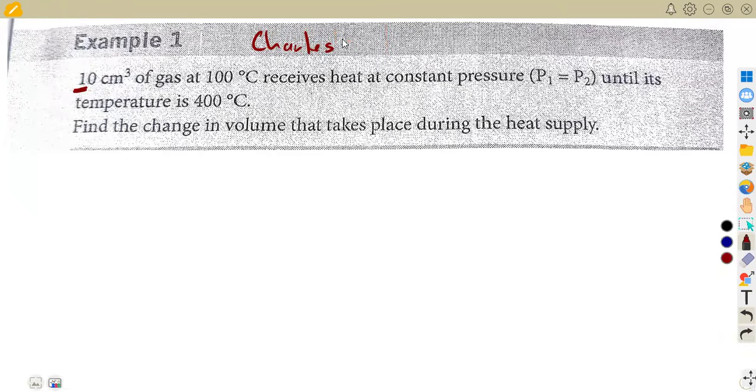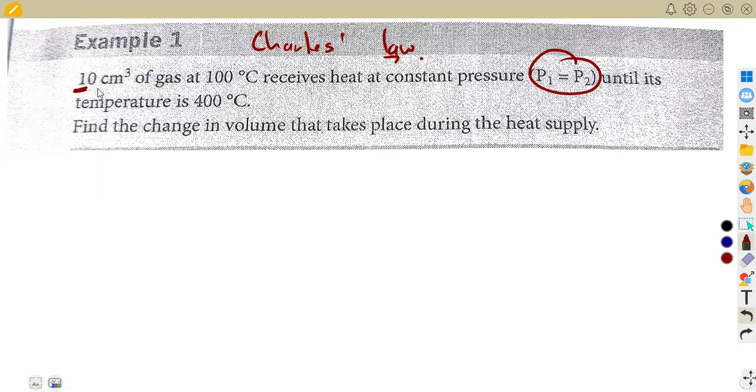All right. Another part that we are having now is the part of Charles' law. So we're given that P1 is equal to P2. Remember we said under Charles' law that equal volumes of different gases expand equally for equal increase of temperatures, provided what? The pressure remains constant. So provided that the pressure remains constant, it means we are dealing with Charles' law.